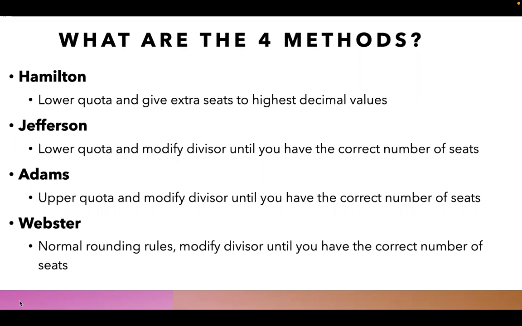number of seats. So only Hamilton does the quota and then passes out the rest. The rest of them, you have to change the modified divisor, maybe a little bit more work depending on the problem.